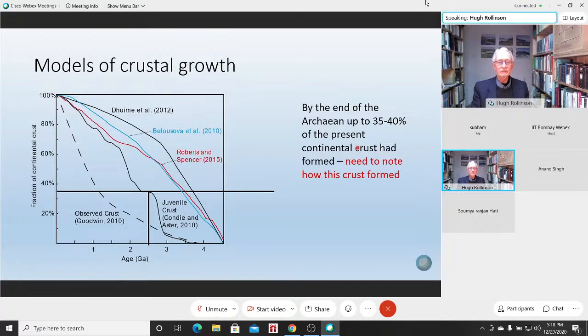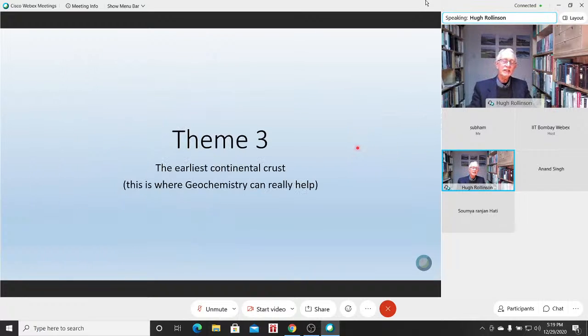So what I'm saying is, if we look at the average composition of the continental crust, we see that we need to take account of early crust in order to fully understand the process. And if we look at the process of crustal growth, we also need to look at how early crust formed in order that we might understand the true origins of the continental crust. So this is where we move to theme 3 and talk about the nature of the Earth's earliest continental crust.